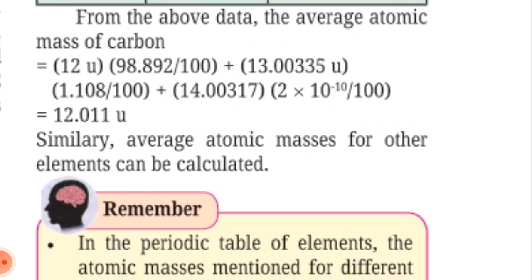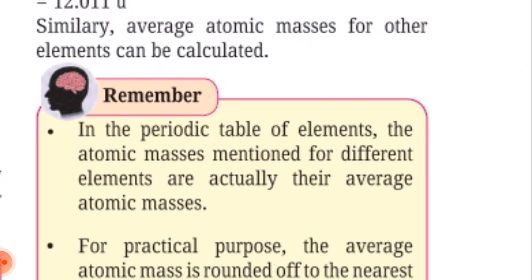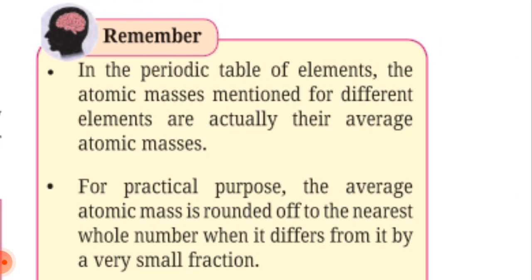From the above data, the average atomic mass of carbon is 12 u × 98.892/100 + 13.00335 u × 1.108/100 + 14.00317 u × 2 × 10^-10/100, which is equal to 12.011 u. Similarly, the average atomic mass for other elements can be calculated.